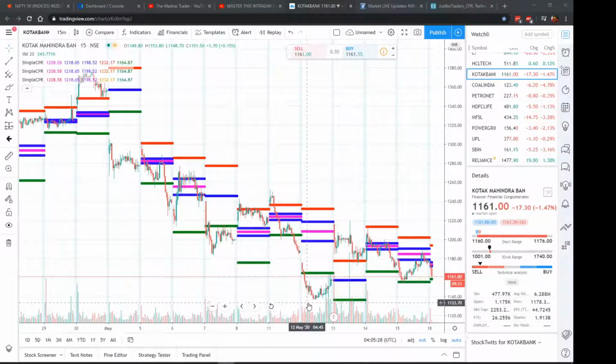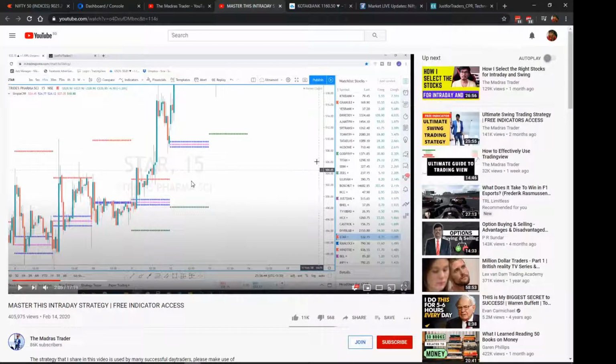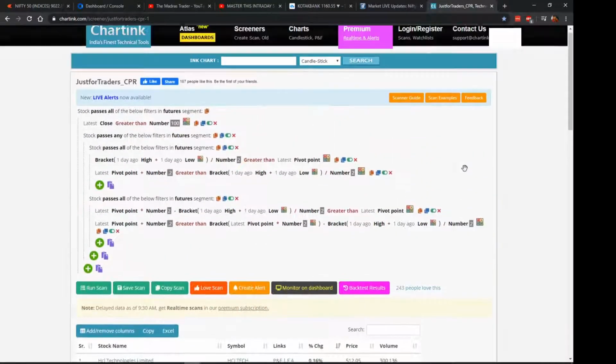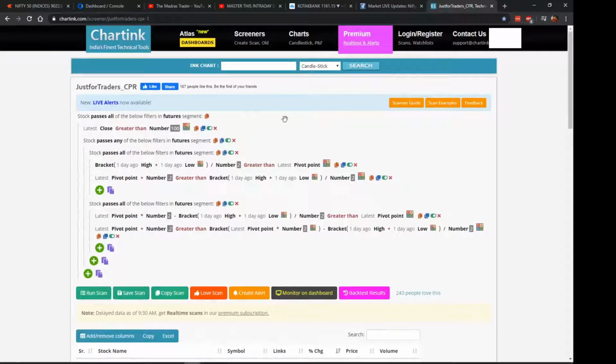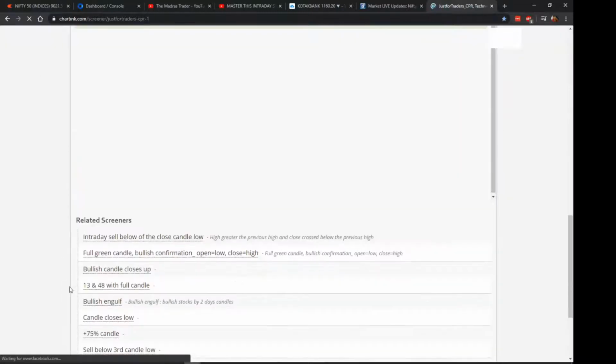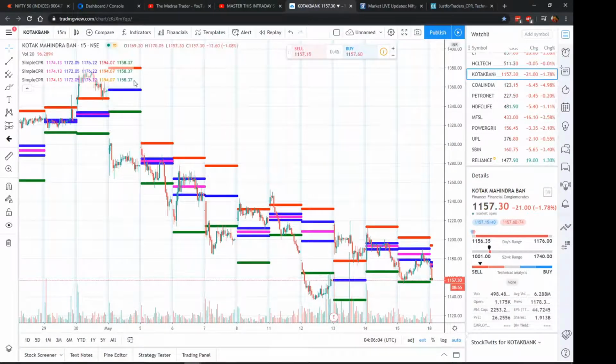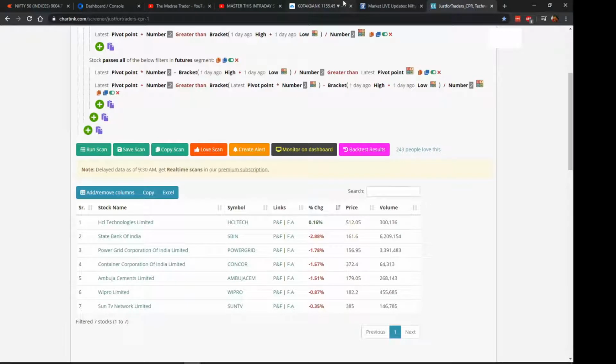So we will start with trying out this simple CPR strategy, central pivot range, by the Madras trader. He has provided a chart link, where he has coded the details of the algorithm so that we can screen through all the stocks. If I run the screen at 9:30, it looks like there are 7 companies for which he has provided the signal. I have loaded the simple CPR in TradingView, so we will look at each of these.